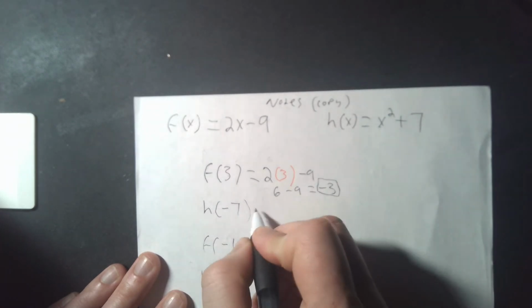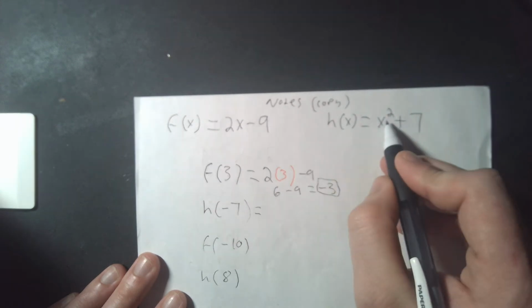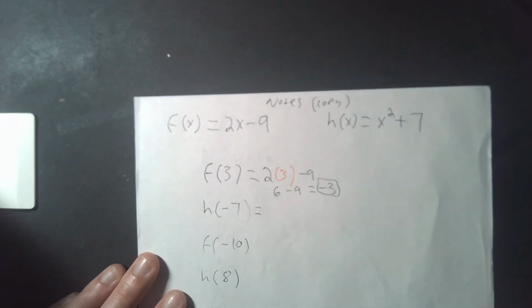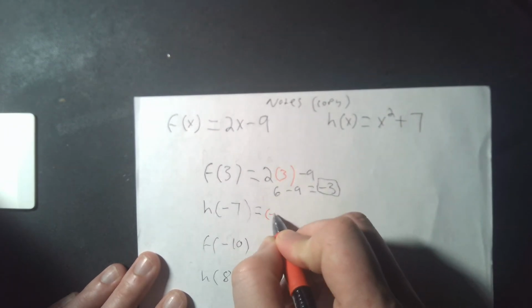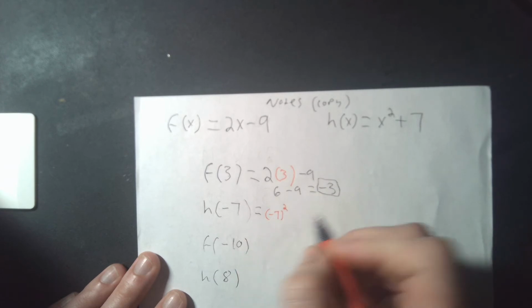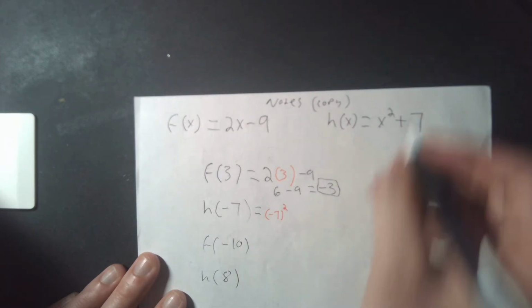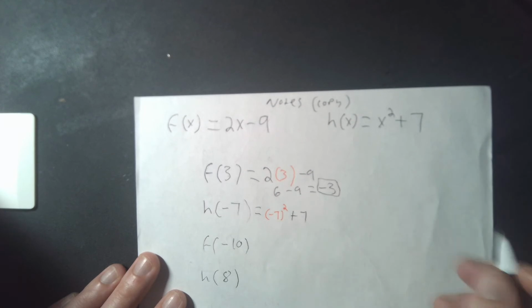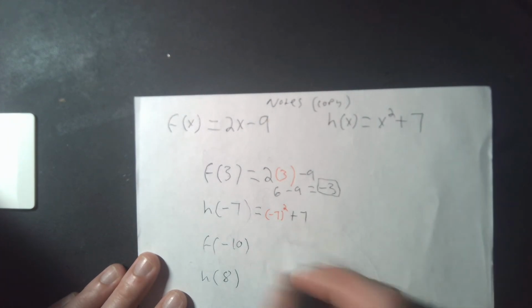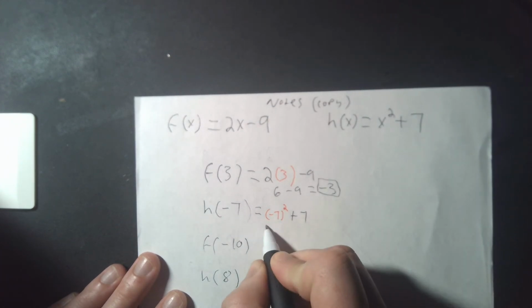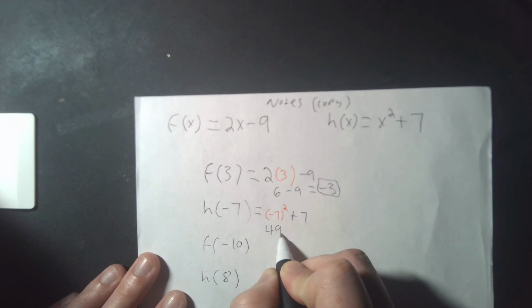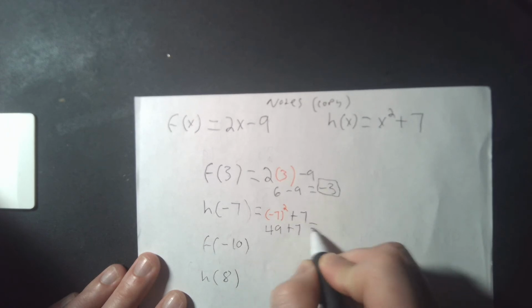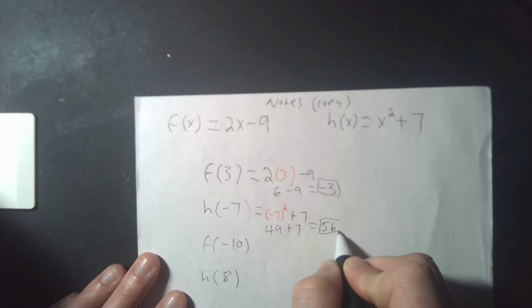Okay. h of negative 7. I'm going to plug in negative 7 in for x. So I'm going to have negative 7 squared, I'll show that in black, plus 7. Negative 7 squared is the same as 7 times 7, which is 49. 49 plus 7 is 56.